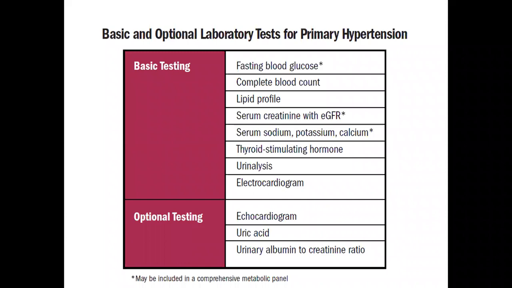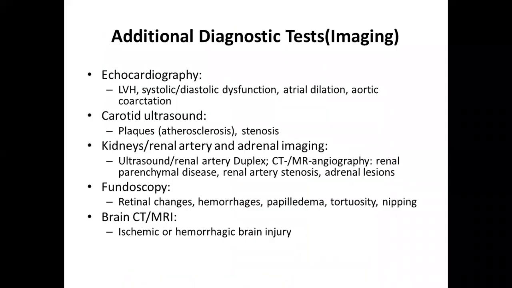There are other optional tests, which are a second step of testing. If there are some changes on the ECG, or if you are suspecting the presence of heart failure, then you can order an echocardiogram. Similarly, if there is renal impairment, then you can ask for uric acid. You can ask for other tests depending upon the patient's profile. Additional tests include carotid ultrasound, if you are thinking there is stenosis in the carotids.